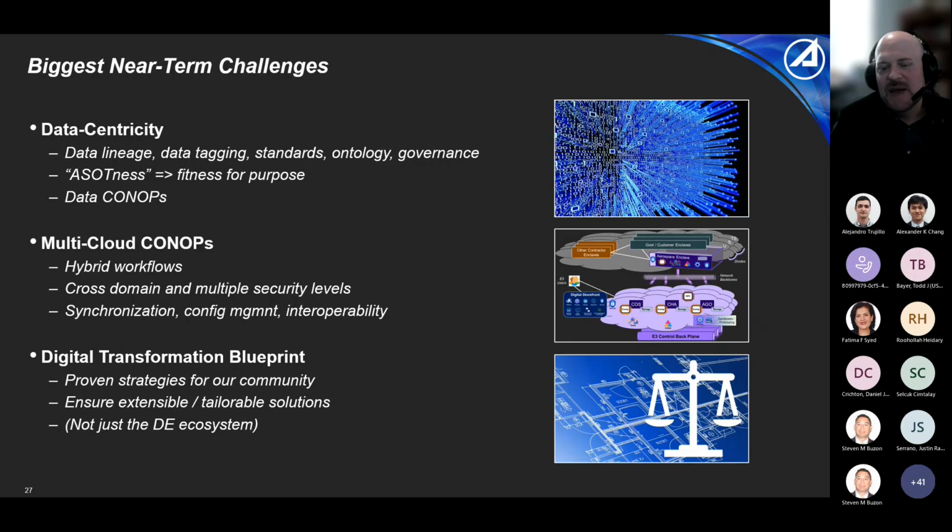So the biggest near-term challenges we have, data centricity is a huge beast. Trying to understand the pedigree of data, characterizing that lineage across the life cycle, tagging data appropriately. If you really believe in data centricism and you acknowledge that this is a strategic asset and the tools come and go, this is how you want to have your architecture be structured.